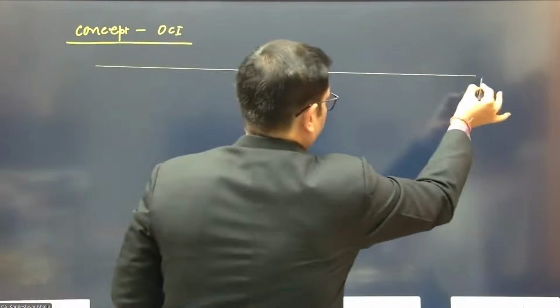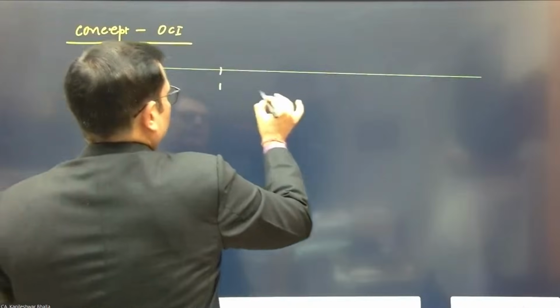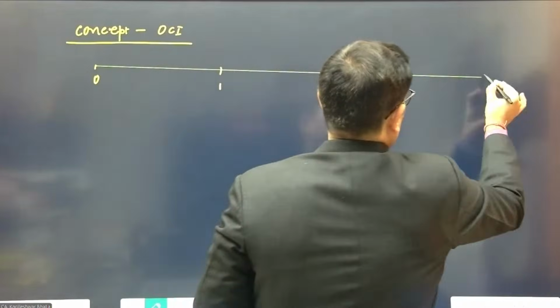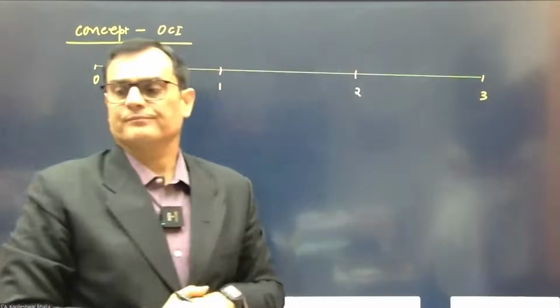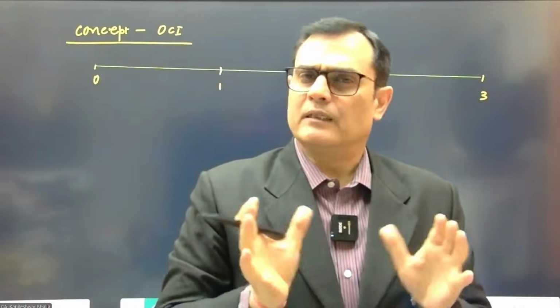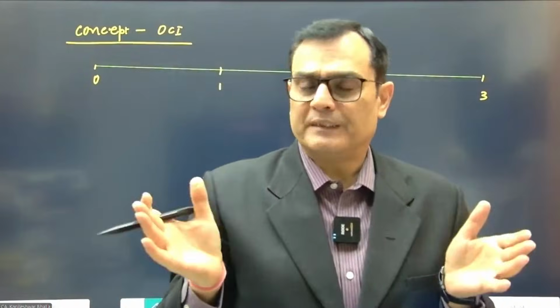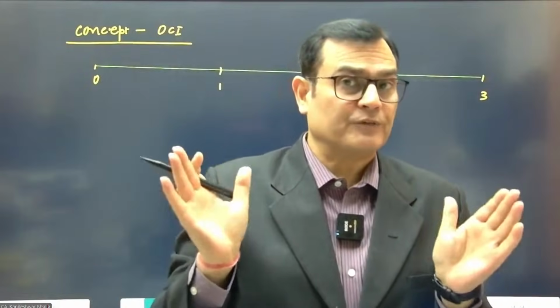Let's take a simple example to understand. Let's take a very simple example on a timeline. This is the zero point of time. This is the first year, this is the second year, and let's say this is the third year. I am going to consider an investment, which, of course, is a financial asset.